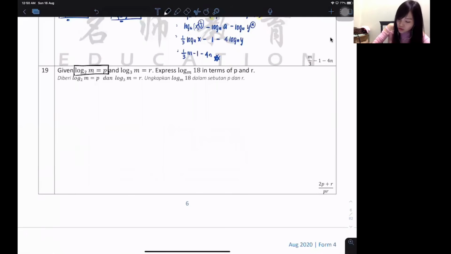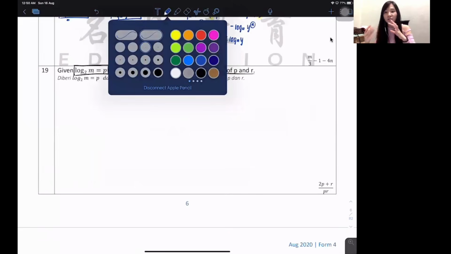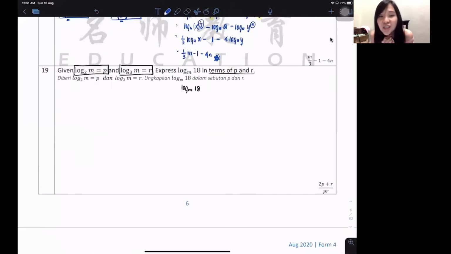Question 19. They give me log 2M equals to P, log 3M equals to R, okay? Then they express log m18 in terms of p and r. So later your answer will be blah, blah, blah, p, blah, blah, r, okay? So guys, again, how do we do it? I repeat again. Indices of logarithm.